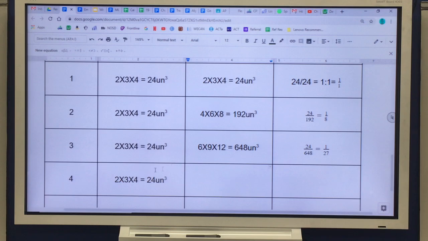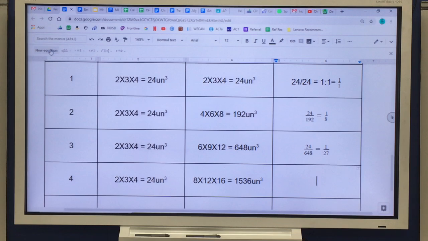Let me do another one. 4 times each of these. So it is 4 times 2, 8. 4 times 3, 12. And 4 times 4, 16. It's going to be a big old number. 8 times 12 times 16 is 1536 cubic units. That's big.